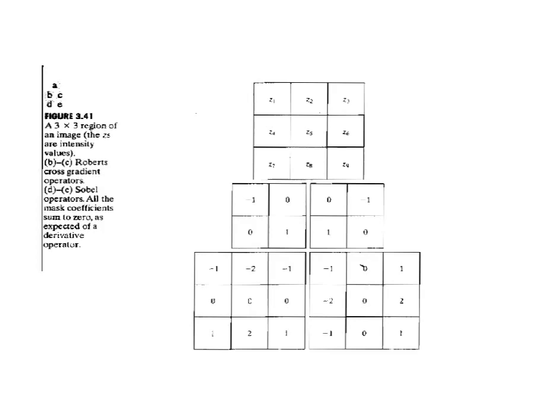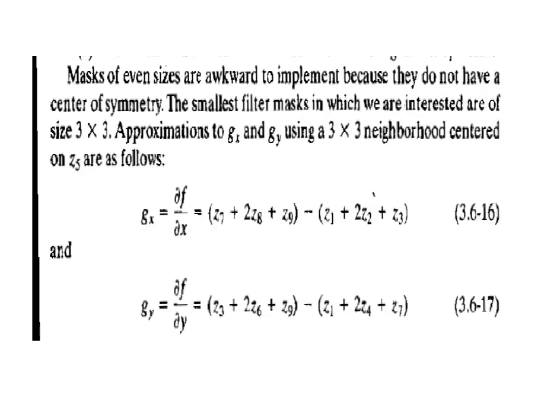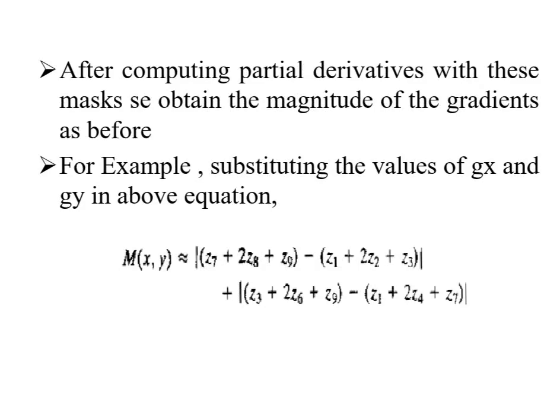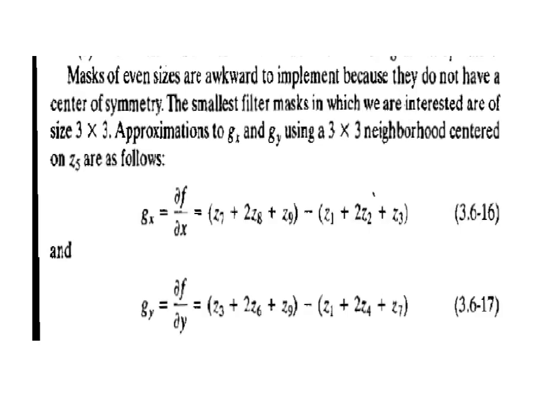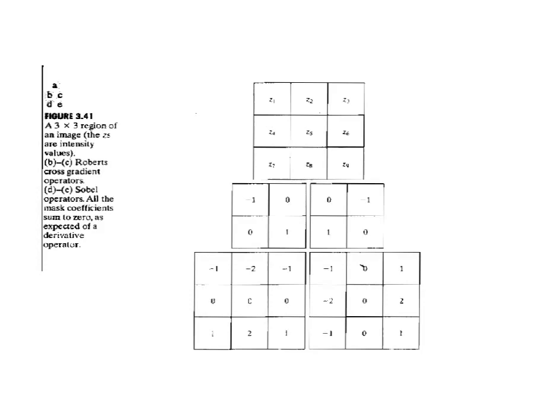For example, we substitute the values of Gx and Gy in the equation M(x,y) equal to magnitude of Gx plus magnitude of Gy. We get M(x,y) nearly equal to magnitude of (Z7 plus 2Z8 plus Z9) minus (Z1 plus 2Z2 plus Z3), plus magnitude of (Z3 plus 2Z6 plus Z9) minus (Z1 plus 2Z4 plus Z7). The masks in figure D and E are called the Sobel operator.